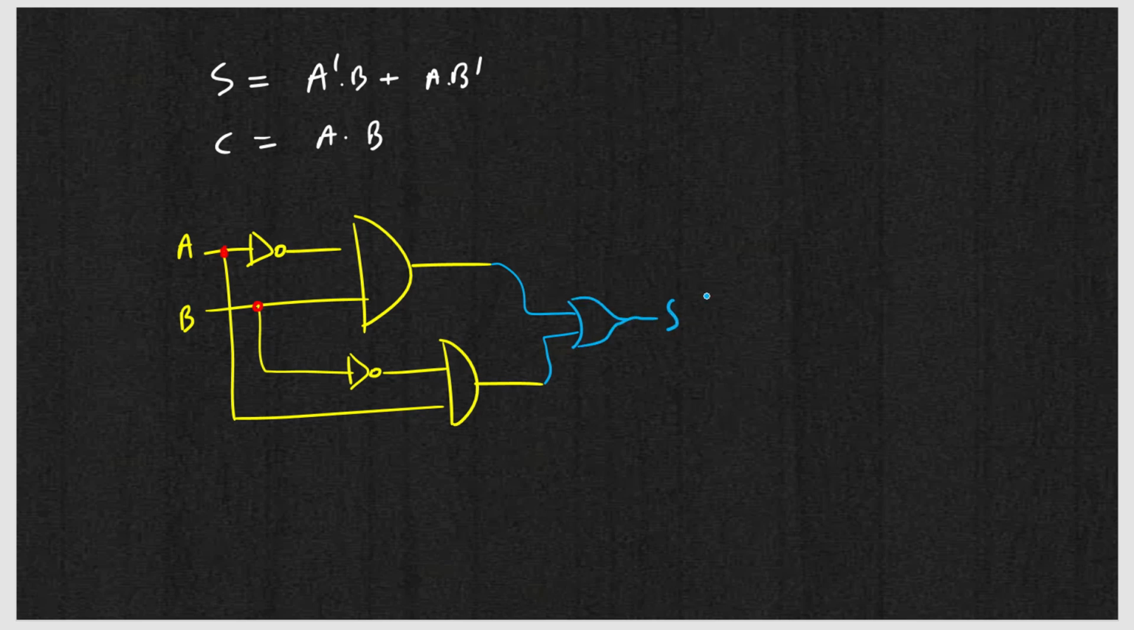This is S. This is the sum. This is how you add 2 bits. So if I give you 0 and 1 here, this gate is going to give you the correct output. If I give you 1 and 1, he's going to give you the correct output. But if I give you 1 and 1, there's a carry, right? How do you get the carry? How do you get C? You take A times B.